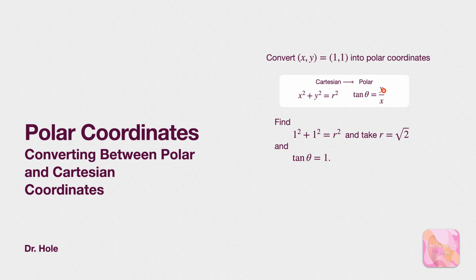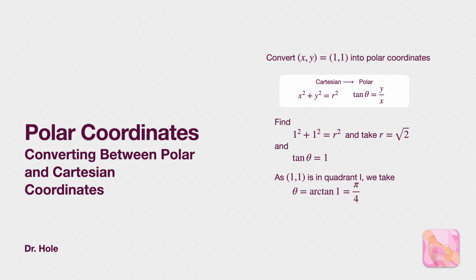Plug in for tan theta equals y over x. That's 1 over 1. Tan theta is 1. Now you have to pause for a second and consider the location in the plane of this point. Since both the x and the y are positive, we are in quadrant 1. And in quadrant 1, an angle which is terminal in quadrant 1 is pi over 4. Tan of pi over 4 equals 1.